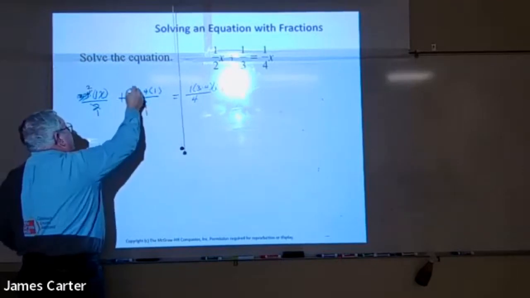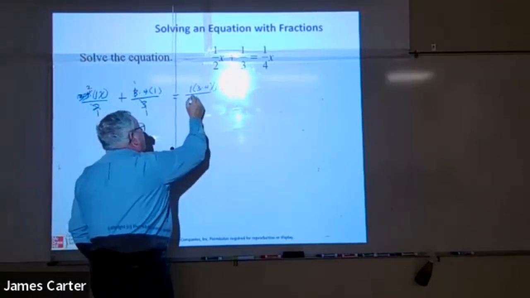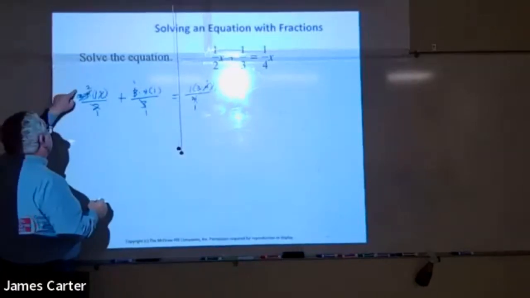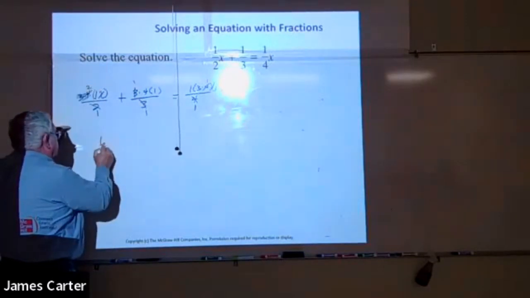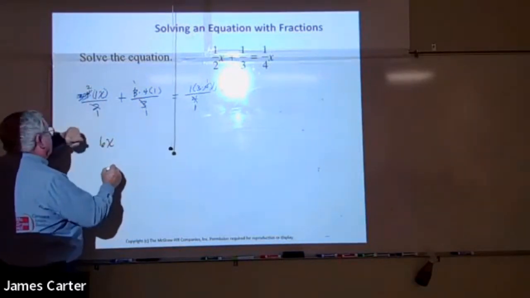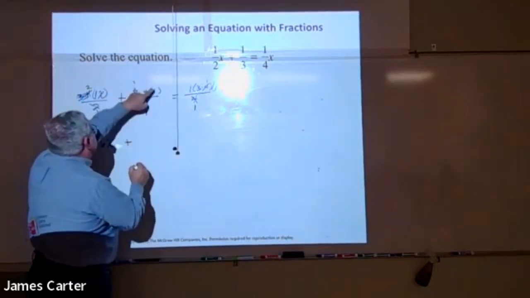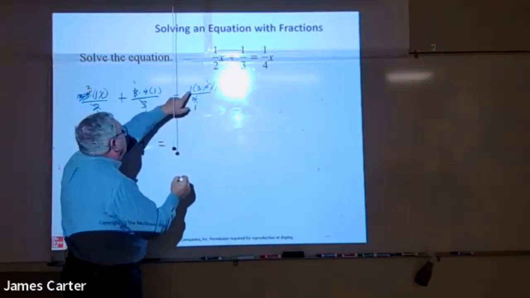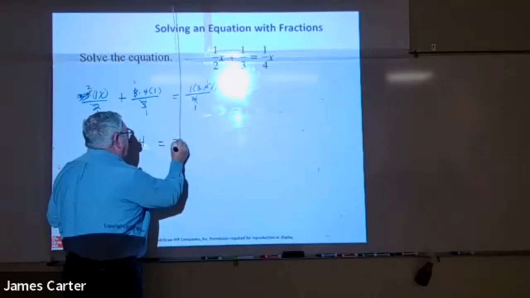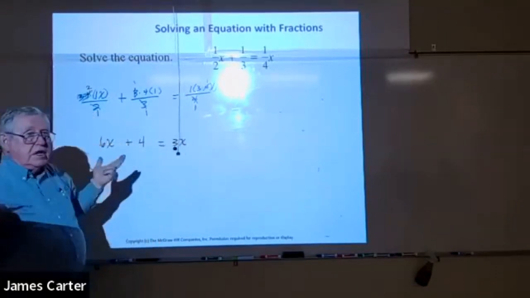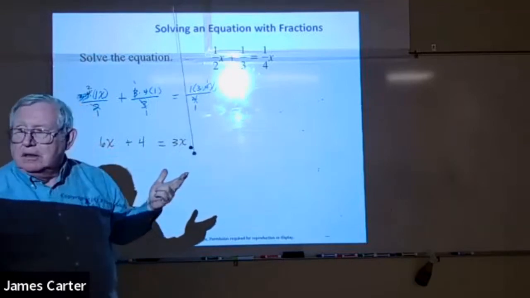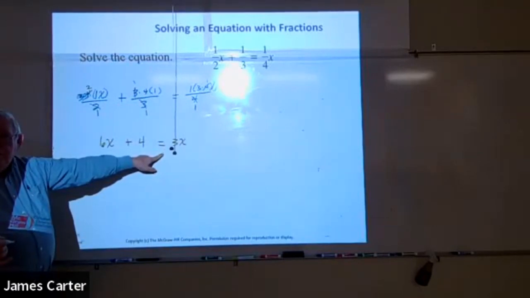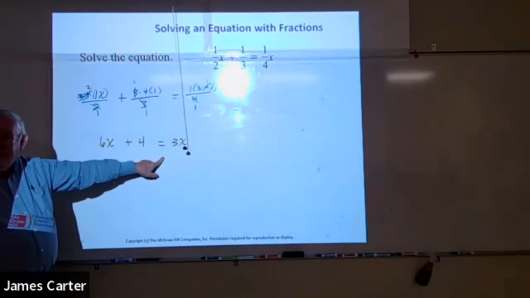Okay, here the 3's will cancel. Here the 4's will cancel. So what have I got left? 3 times 2 is 6 times X. 6X over 1. Plus 4 times 1 over 1. Here I got 3X over 1. But when 1 is the denominator on everything, you don't need to worry about it. So we've made this into a much simpler equation. Basically, we have cleared the fractions.